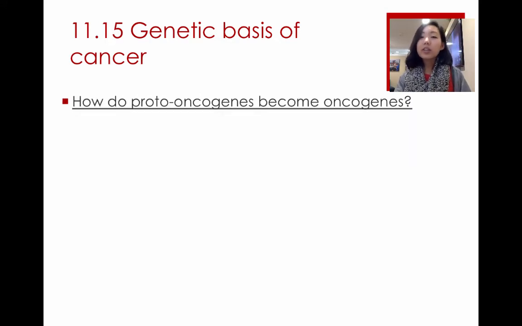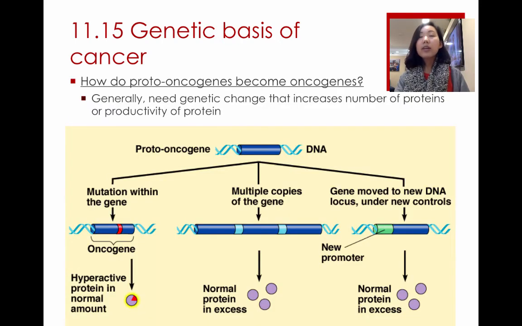So how do these proto-oncogenes, the normal genes, become cancer genes? Generally, it's any genetic change that increases the proteins that lead to cell division, or increases the productivity of the protein. And so one pathway here where a proto-oncogene becomes an oncogene is that a mutation occurs inside of the sequence and changes the protein to become really hyperactive, which increases the productivity and thus increases cell division.